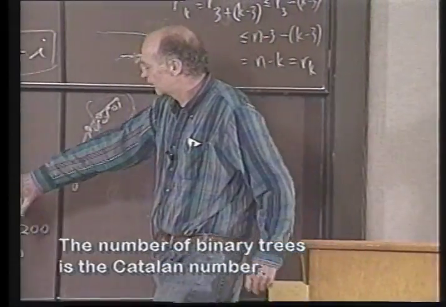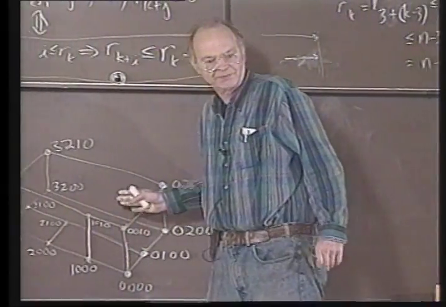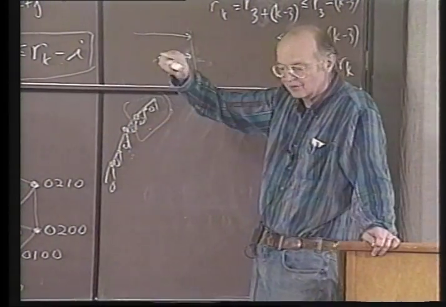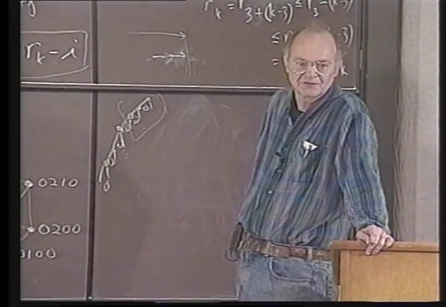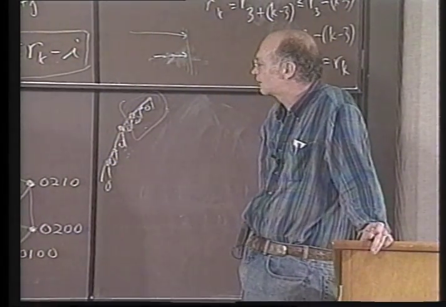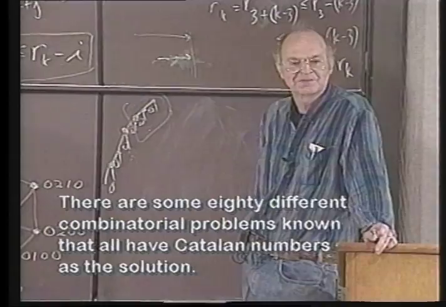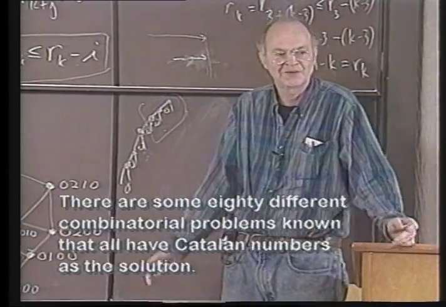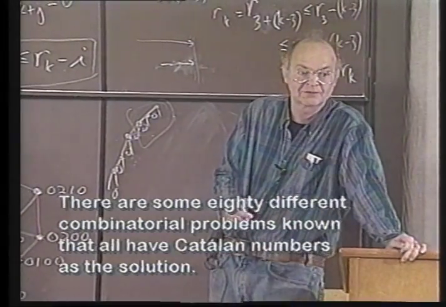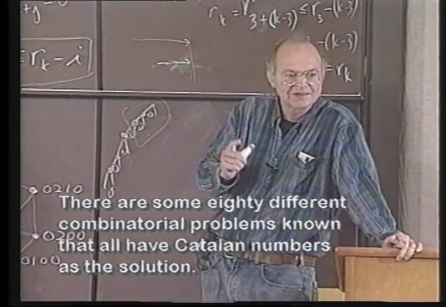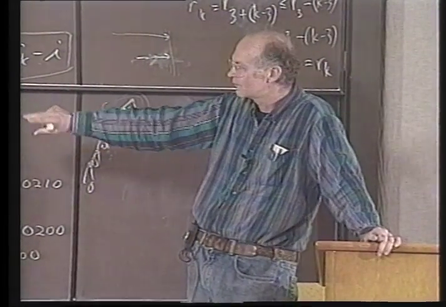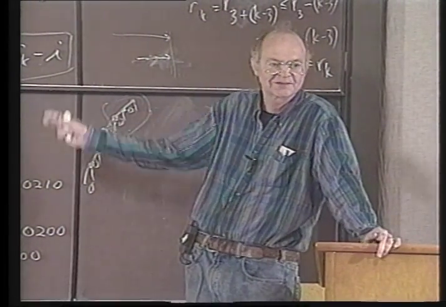There are 14 here, for example, and with 3 nodes there are 5. With 2 nodes there are 2, so it goes 1, 2, 5, 14, 42. Very famous sequence. And the reason it's famous is that there are some 80 different combinatorial problems known that all have Catalan numbers as the solution as to how many ways there are to do it.